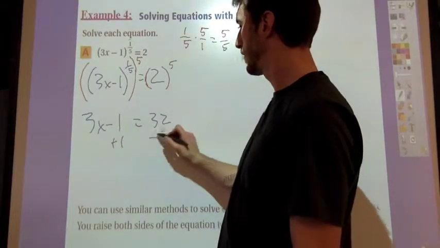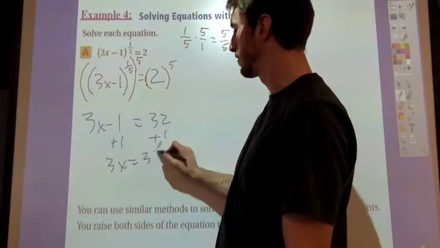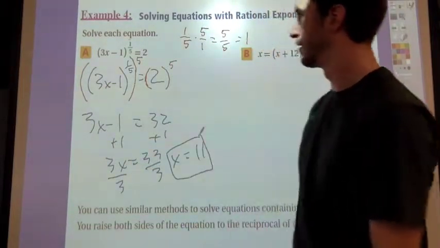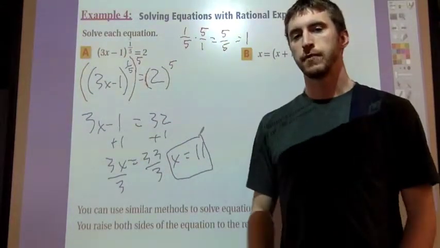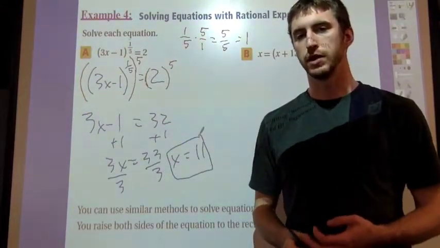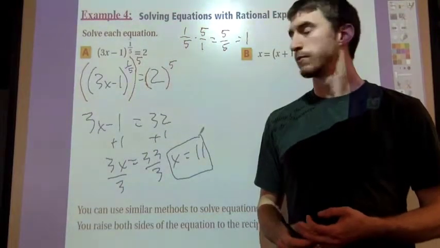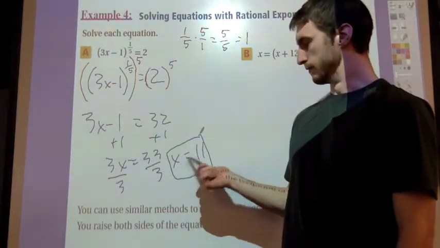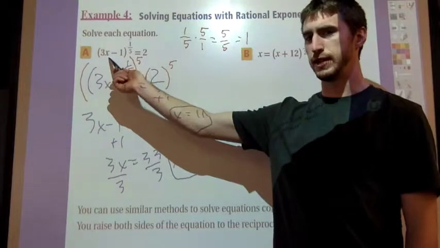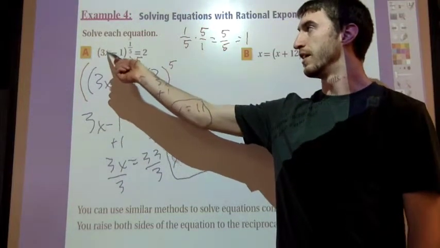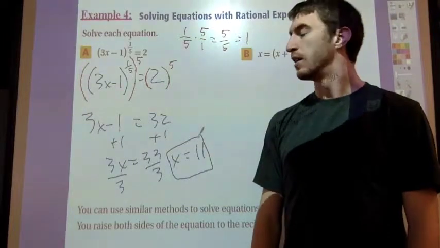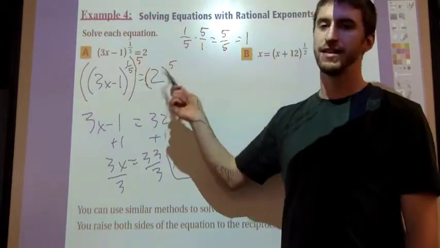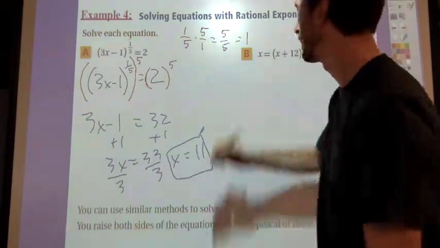I'm going to add 1 to both sides. 3x equals 33. Divide both sides by 3. x equals 11. Plug that back in to see if it works. If we have 11, we plug it back into this x, we get 3 times 11 equals 33, minus 1 equals 32. The 5th root of 32, we already figured out that 2 to the 5th is 32, so 32 to the 1/5 is 2. 2 equals 2, so boom, there you go. Okay, next one.